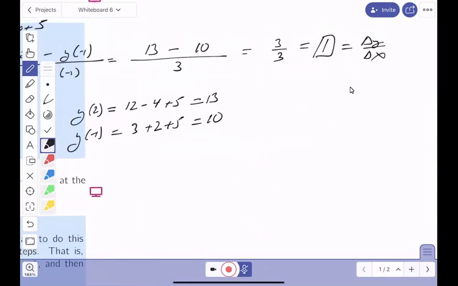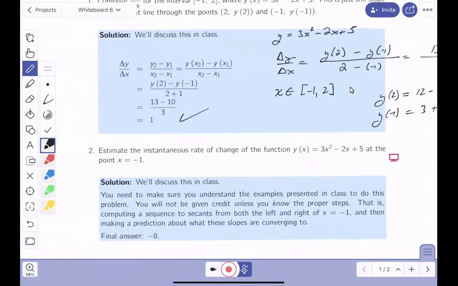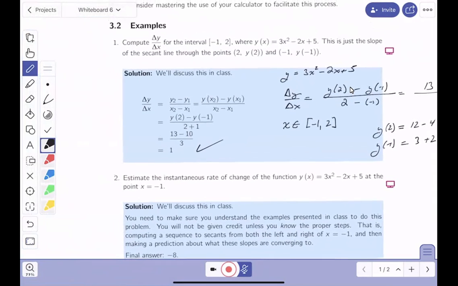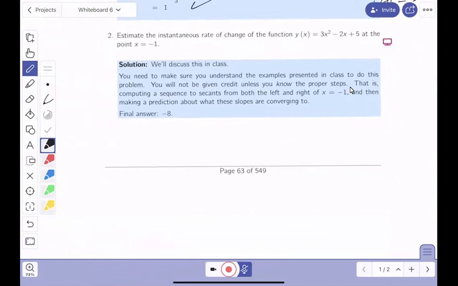That's also called the slope of the secant line between those 2 points. Let's see how we did. And we got it. This is good. All right, so we did that. And they did mention it's the slope of the secant line. All right, so let's do the next one.